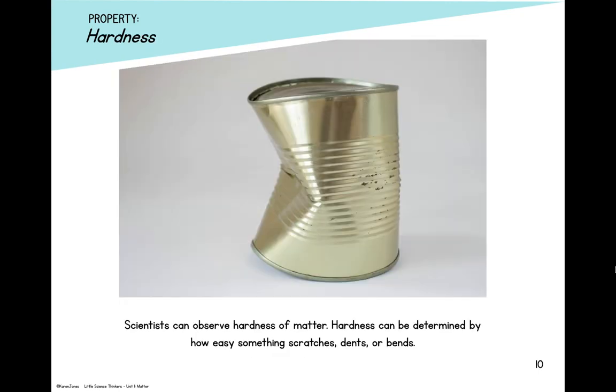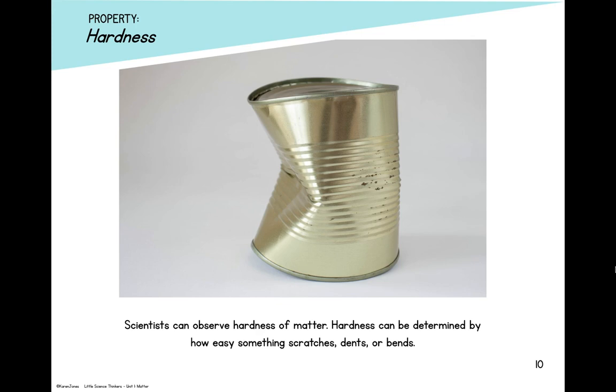Okay, texture. Hardness. Scientists can observe hardness of matter. Hardness can be determined by how easy something scratches, dents, or bends. Okay, hardness. If something is very, very, very hard, chances are if we strike it, hit it with something else, it's not going to have a mark. Okay, but that's why our cars are not as hard as we think. That's why our grown-ups get upset if we hit a car door into another car, because that's going to leave a dent. Its hardness is not very hard.